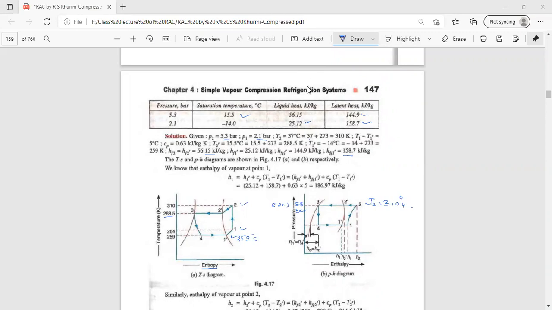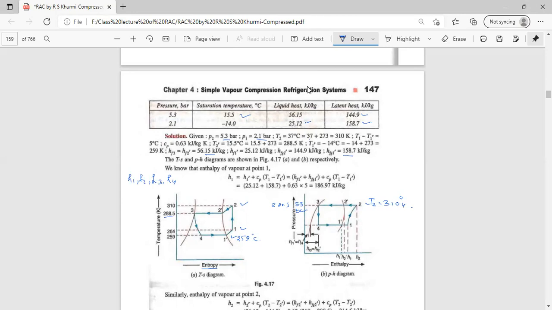Now, in the T-S phase diagram shown here, we have to find out the enthalpy at points 1, 2, 4, and 3. We have to calculate H1, H2, H3, and H4. So what is going to happen here?